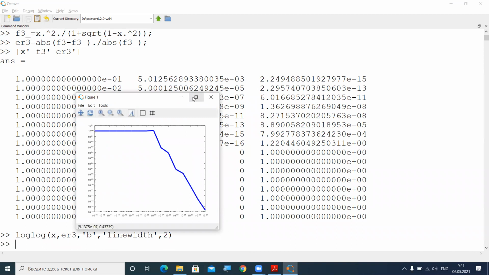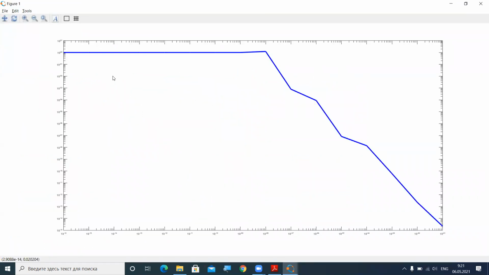You can see this kind of graph. Here we have as x-axis numbers with 10 to the power of minus n, beginning from 1 till 16, and here we have relative errors. So this is the axis for relative errors.